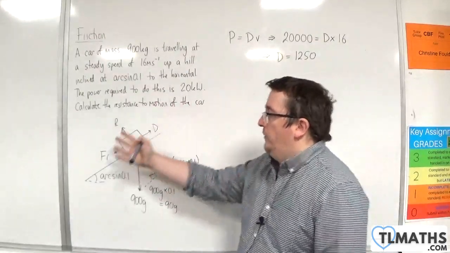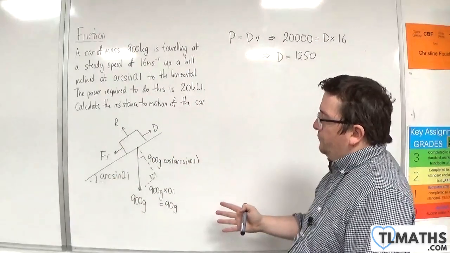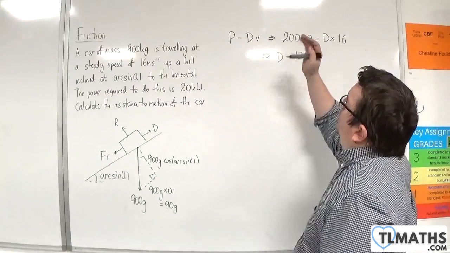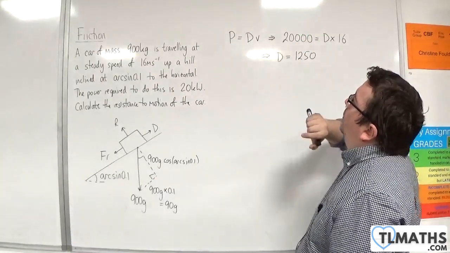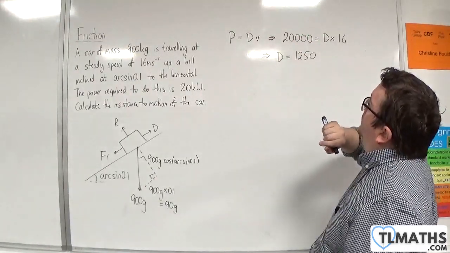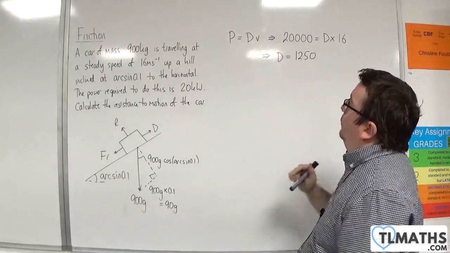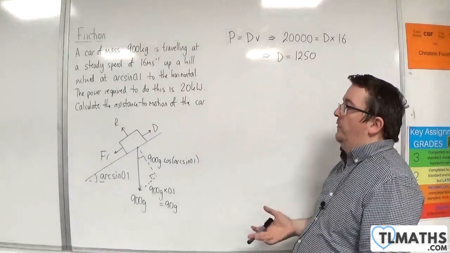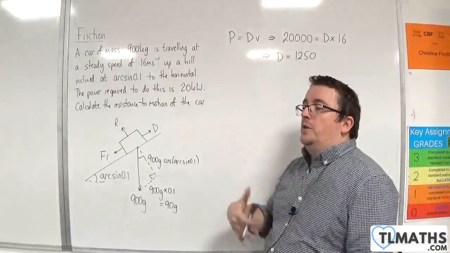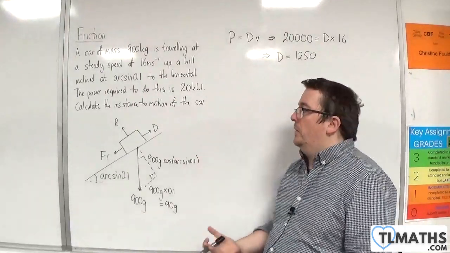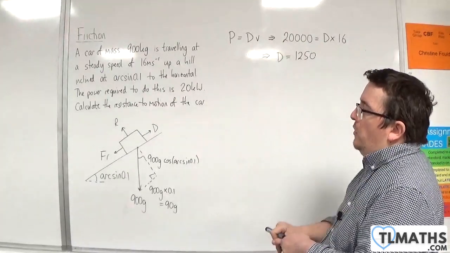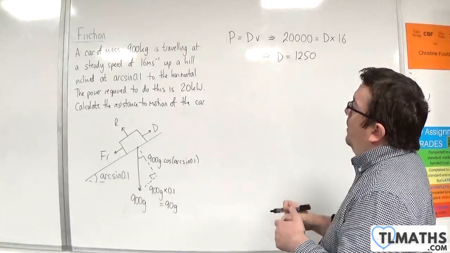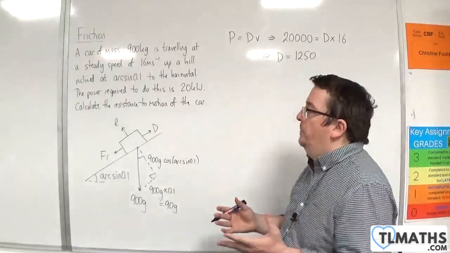So we drew ourselves a diagram in the previous video, and we said that the power is equal to the driving force times the velocity. We worked out the driving force as 1,250 newtons. Now at this point you could employ an energy method. So you could go about this by using the work energy principle.